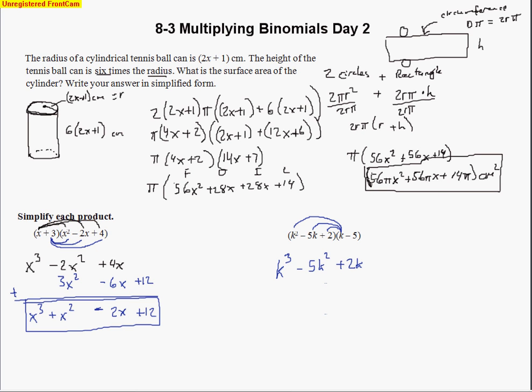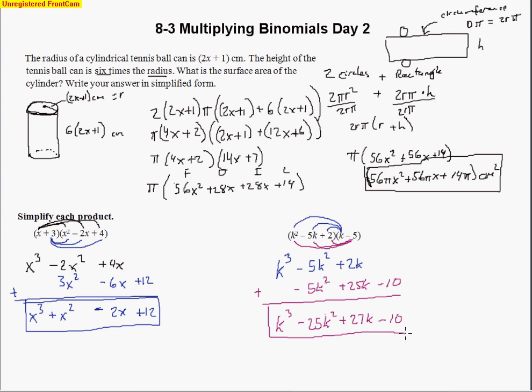Now let's move on to the negative 5. Multiply it by each of the terms. So I'm going to start way over here. Negative 5 times k squared makes negative 5k squared. Negative 5 times the negative 5k makes a positive 25k. Positive because the two negative signs. And then negative 5 times the 2 makes a negative 10. So I'll go ahead and add these together, and I'm left with k to the third power minus 25k squared, and then plus 27k minus 10. And that is our answer.